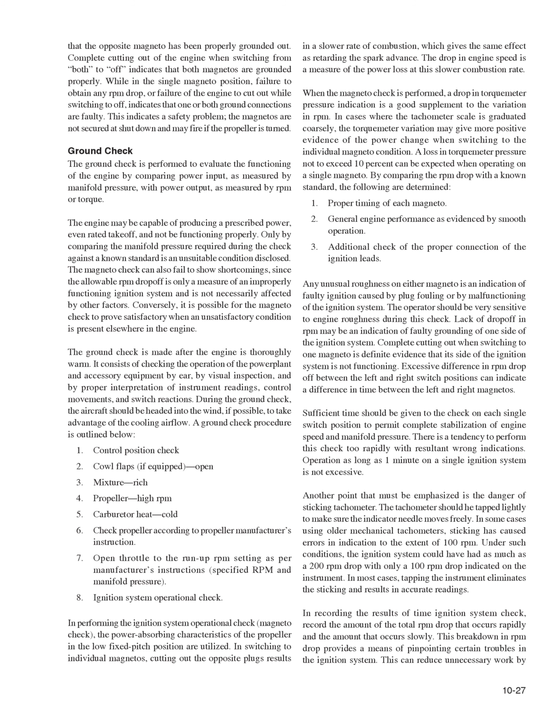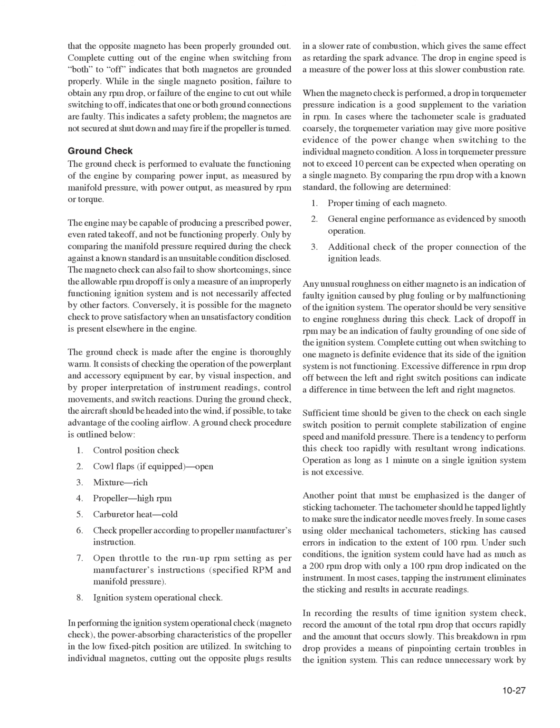The magneto check can also fail to show shortcomings, since the allowable RPM drop-off is only a measure of an improperly functioning ignition system and is not necessarily affected by other factors. Conversely, it is possible for the magneto check to prove satisfactory when an unsatisfactory condition is present elsewhere in the engine. The ground check is made after the engine is thoroughly warm.